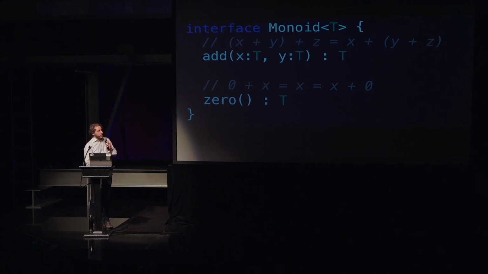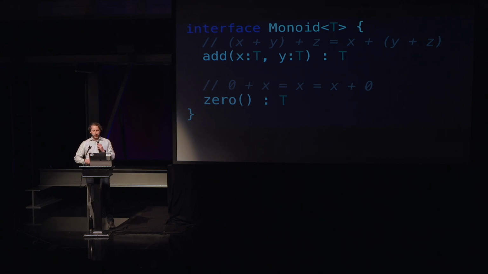So the addition needs to satisfy this associative property, which basically says when you have a string of things that you're adding together, it really doesn't matter how you group them with parentheses. You'll get the same answer no matter what. And then the zero element is just something that if you add it to something, it doesn't change it.